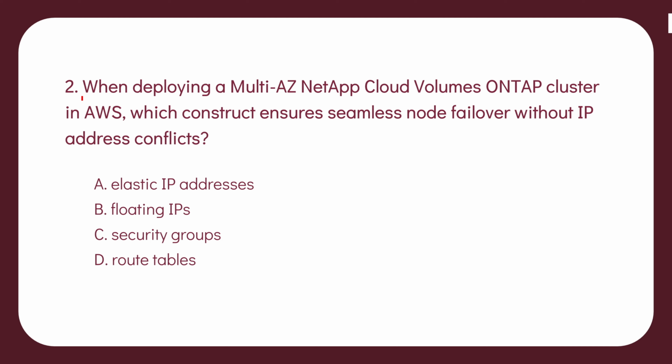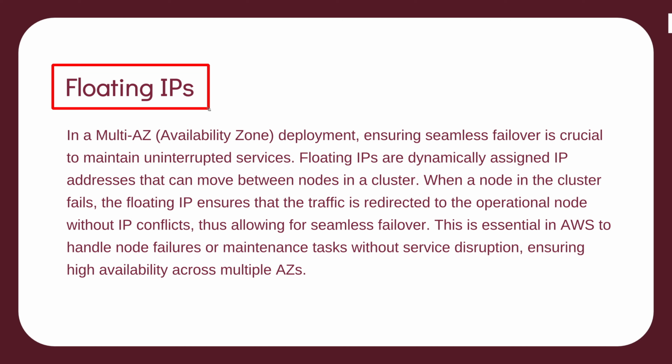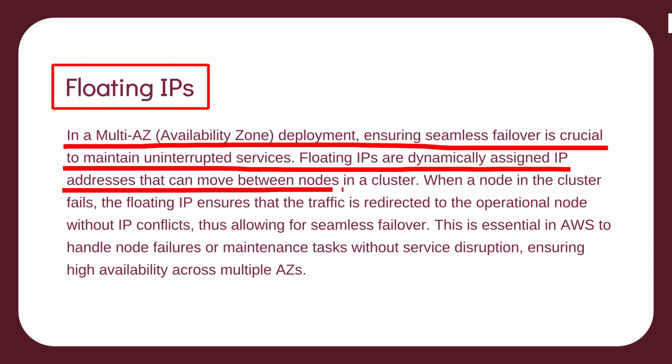Question 2. When deploying a multi-AZ NetApp Cloud Volumes ONTAP cluster in AWS, which construct ensures seamless node failover without IP address conflicts? The knowledge points of this question are: floating IPs. Floating IPs help avoid issues with IP conflicts when switching between nodes in a cluster. In a multi-AZ setup, if one node fails, the floating IP allows the other node to take over without causing service interruptions, ensuring a seamless failover process.